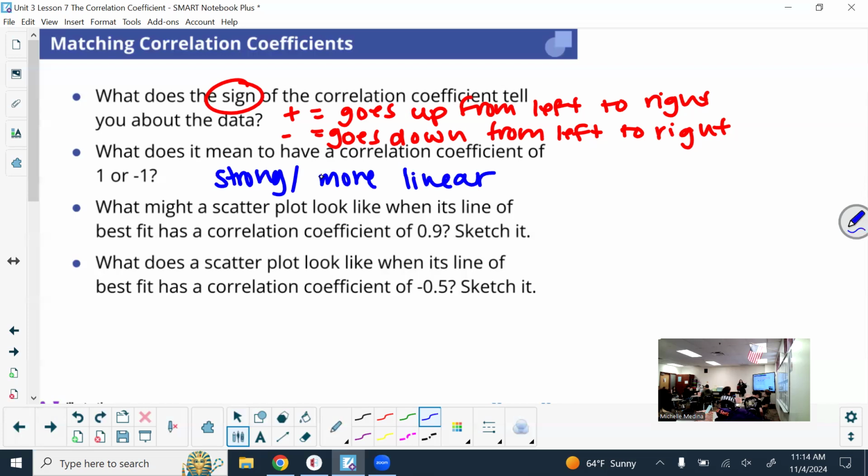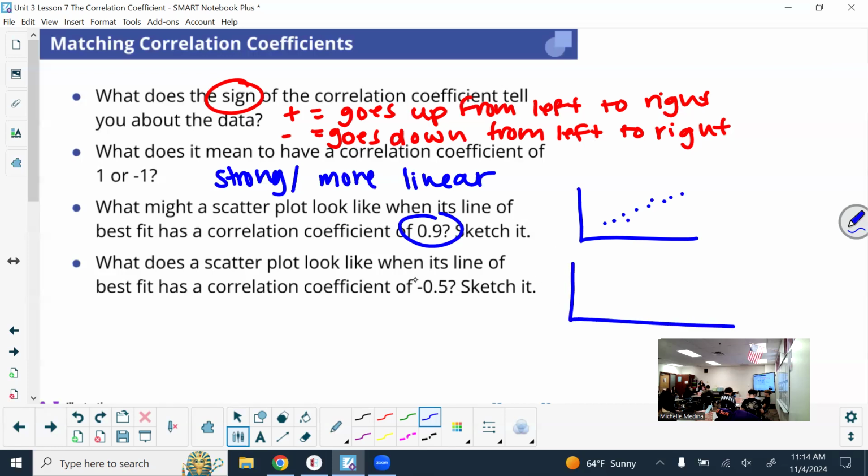All right, and then you had a couple examples. It says sketch when it has an R value of 0.9. So it's positive 0.9. We'd expect it to go up. We wouldn't necessarily expect it to be a perfectly straight line because if it was, then we'd have an R value of 1 exactly. So maybe something like that.